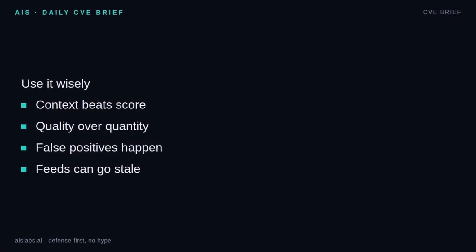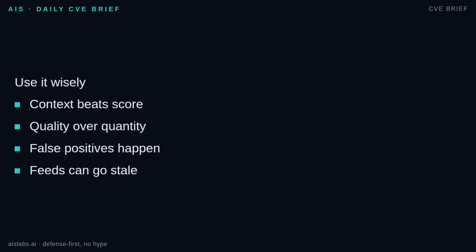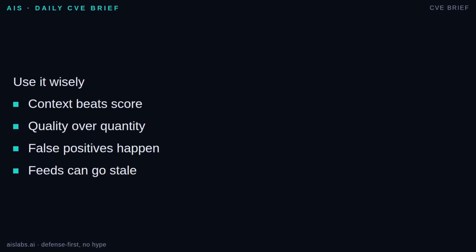The strength of enrichment is speed with consistency. It gives every analyst the same starting facts. But do not worship a reputation score. Context beats a bare score every time. A score of 80 means little without source, age, category, confidence, and why it was scored. Feed quality beats feed quantity. 10 noisy feeds can make triage worse. 1 accurate, timely feed mapped to your environment can save hours.